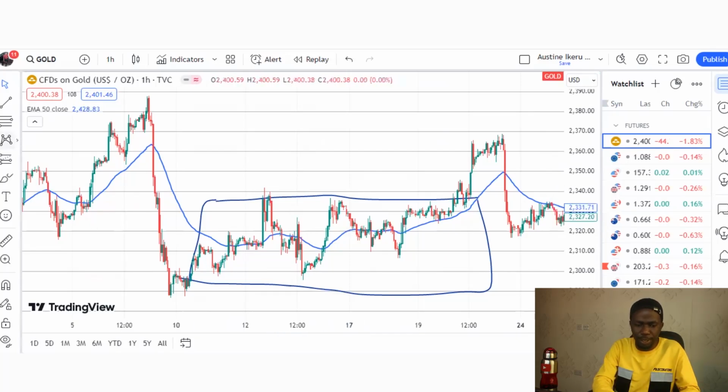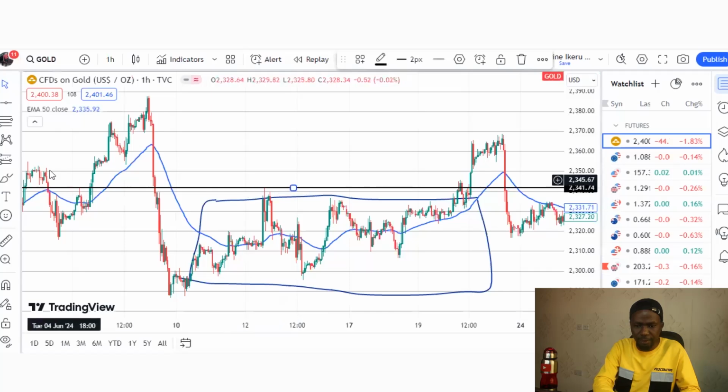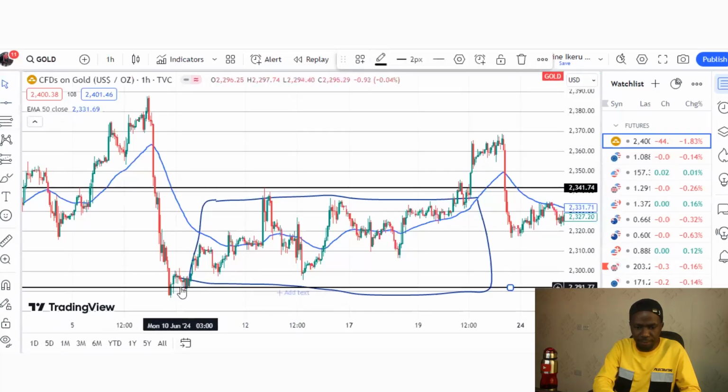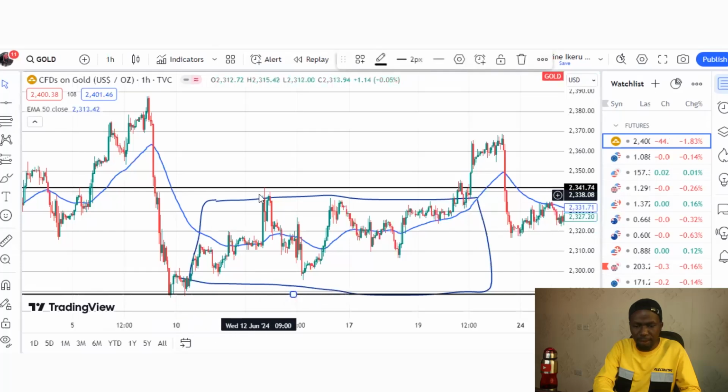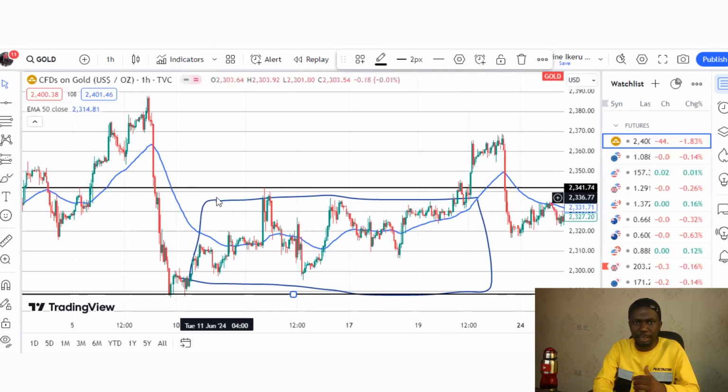So you simply draw your levels, right? You draw your resistance level and then you draw your support level. And when price comes to the resistance level, you take a sell trade, and when price comes to the support level, you take a buy trade. So with the moving average, you are able to know that the market is currently in a range. So the buyers and the sellers are in equilibrium, right? The buyers are buying from the low, the sellers are selling from the highs. So with the moving average, you are able to know the movement of the market. So in this scenario, we can conclude by saying that the market is sideways, the market is ranging.